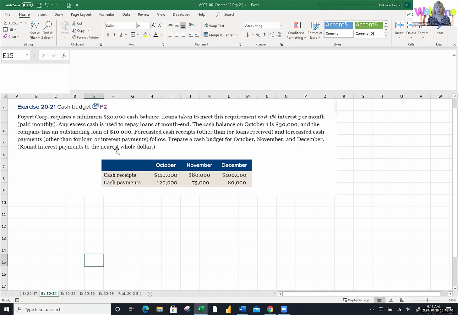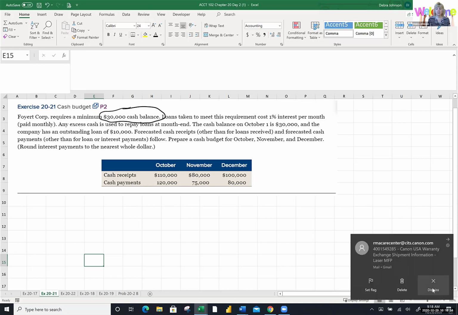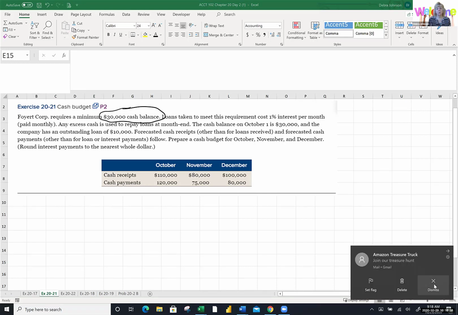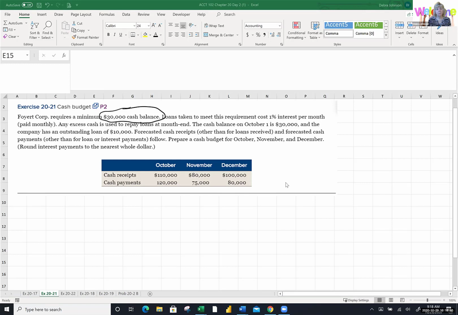So this one says Foyert Corp requires a minimum. Okay, there's that debt covenant. It's not because someone in the company just decided, oh, we want to have 30,000. Most likely it is a debt promise that we made when we borrowed money. Loans taken to meet this requirement cost 1% a month, paid monthly. And again, same thing that happened last time. Any excess cash is used to repay loans at month end.